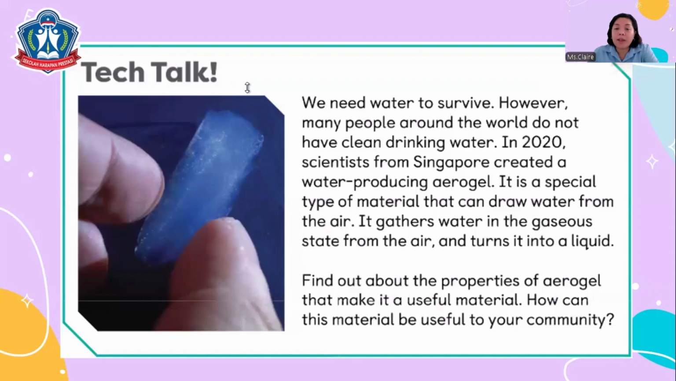For our TikTok, we need water to survive. However, many people around the world do not have clean drinking water. In 2020, scientists from Singapore created a water-producing aerogel. It is a special type of material that can draw water from the air. It gathers water in the gaseous state from the air and turns it into a liquid. Find out about the properties of aerogel that make it a useful material. How can this material be useful to your community? During our class, let's discuss more about this TikTok lesson about aerogel.